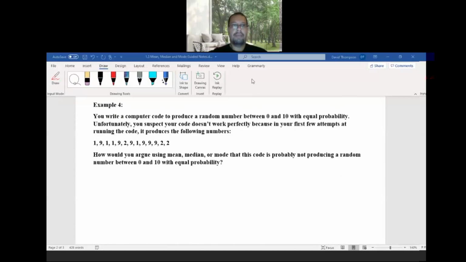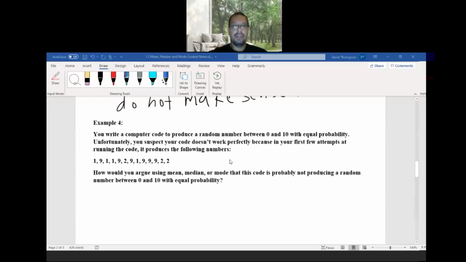Example 4. You write a computer code to produce a random number between 0 and 10 with equal probability. Unfortunately, you suspect your code doesn't work perfectly because in your first few attempts at running the code, it produces the following numbers: 1911929199922. How would you argue using mean, median, or mode that the code is probably not producing a random number between 0 and 10 with equal probability?